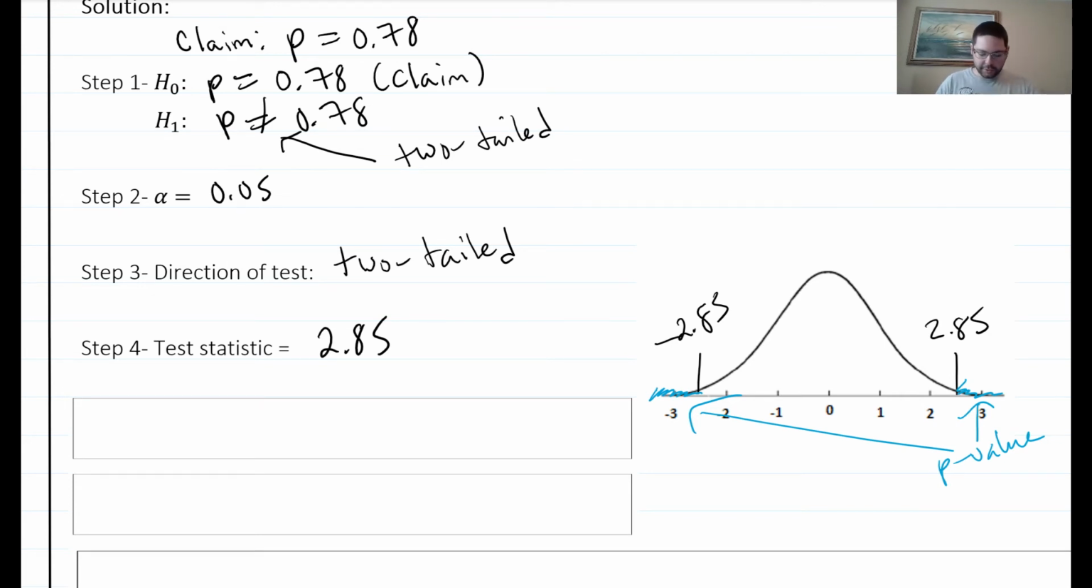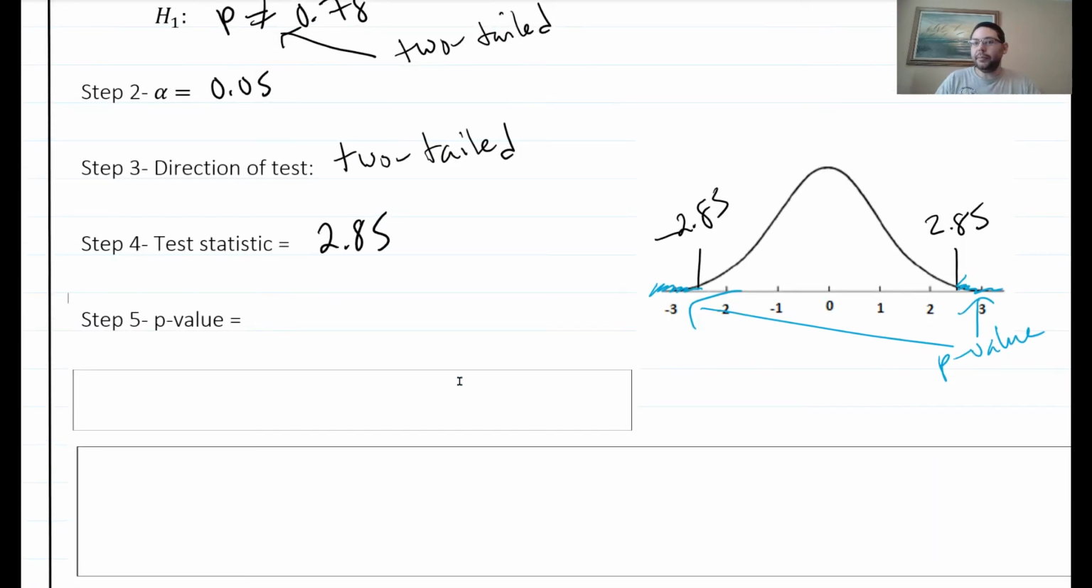All right, so now the next step is to find the p-value. How do we find the p-value? Well, we know that this is a z-score. So we can use the z-table to find the p-value. We're going to look up a z-score of negative 2.85. You can also look up a z-score of 2.85 and then subtract from 1. Okay, so let's look up a z-score of negative 2.85.